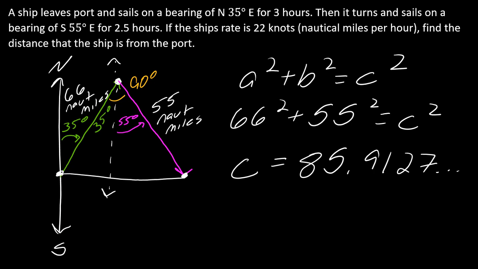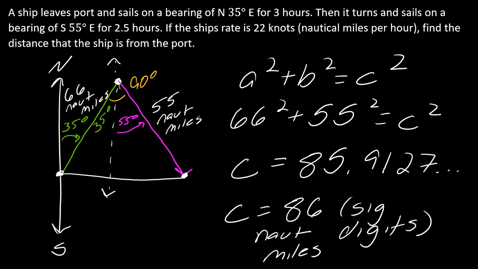Now, this is the answer I got in my calculator. In this case, I would round to 86 nautical miles because of significant digits, because we only had 2 significant digits. So that's what we want to use in this case. And so that's how you approach that.